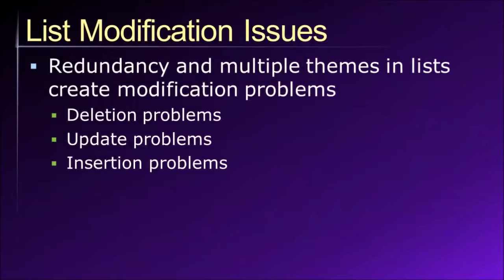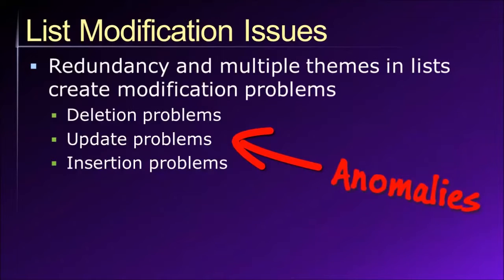When we store information in a list, we introduce the possibility of something called data anomalies. And specifically, there are 3 types of these anomalies. Here they're listed as a deletion problem, an update problem, and an insertion problem. Later in our course, we will refer to these as deletion anomalies, update anomalies, and insertion anomalies.